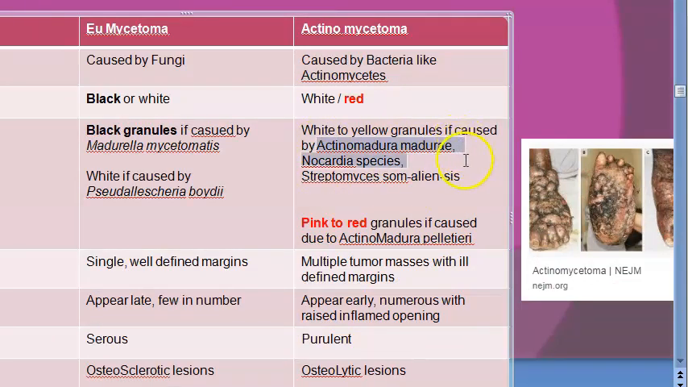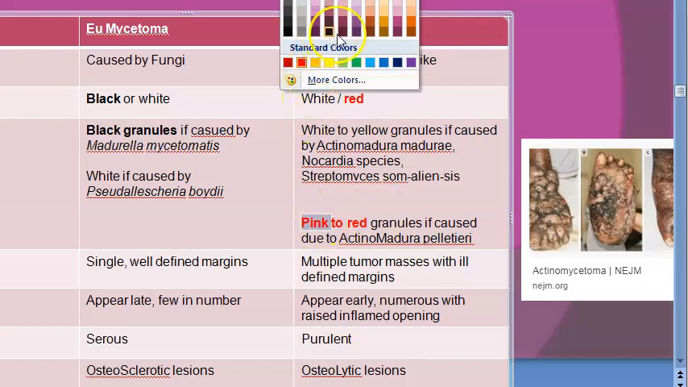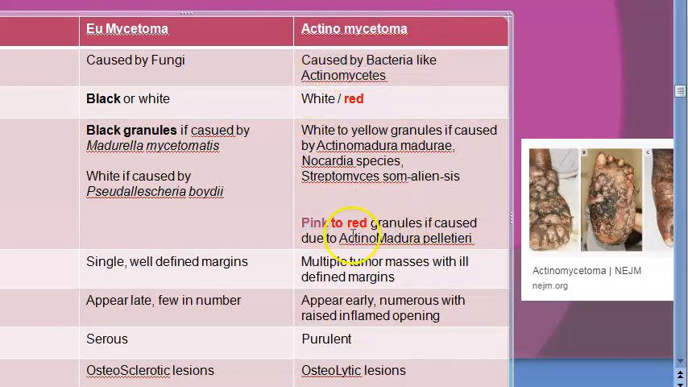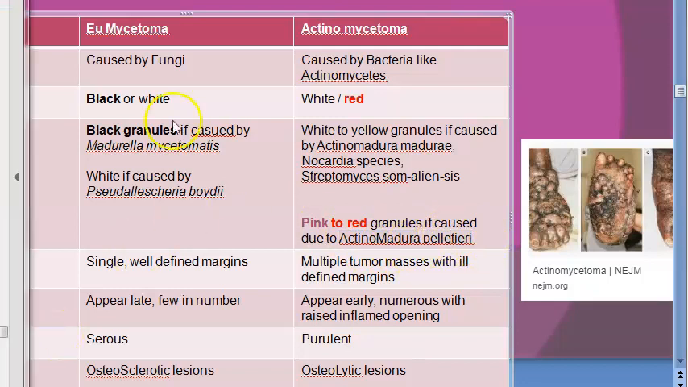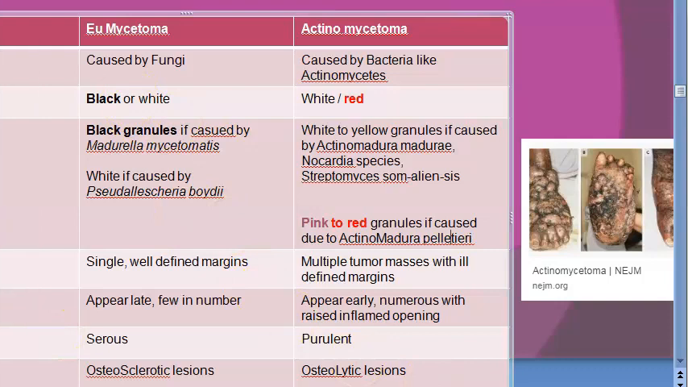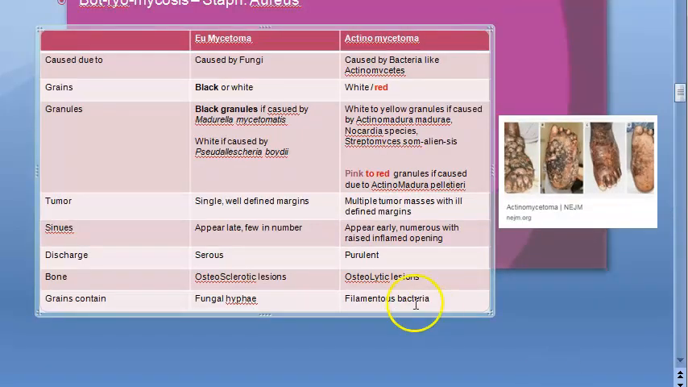It can also be caused by Nocardia species, etc. Streptomyces somaliensis. Some names are there like this. At least remember Actinomadura. Now pink to red. If it is going to be pink to red granules, just say red granules if you are confused. Pink to red granules because of Actinomadura pelletieri.